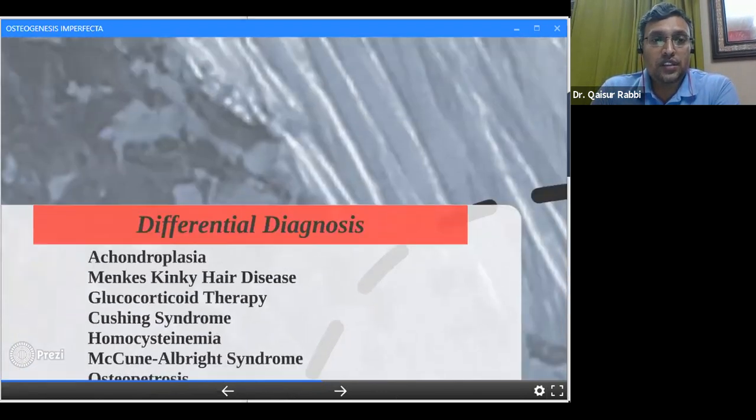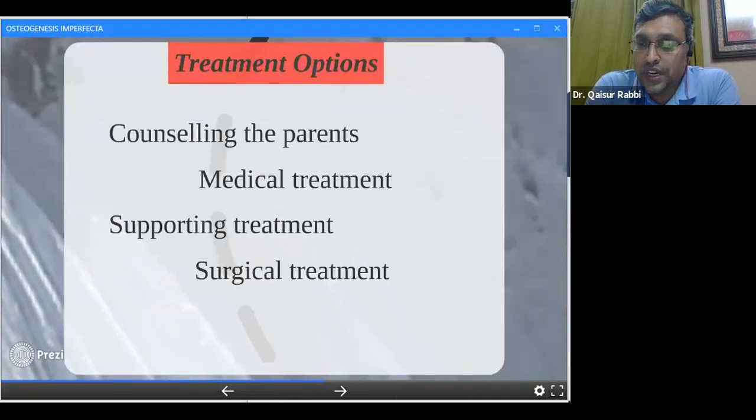So after diagnosing, we need to treat the patient, but what options do you have? The most important part, I think, about treating a child suffering from osteogenesis imperfecta is counseling the parents. I have seen parents who are fed up after one or two fractures regarding their child.